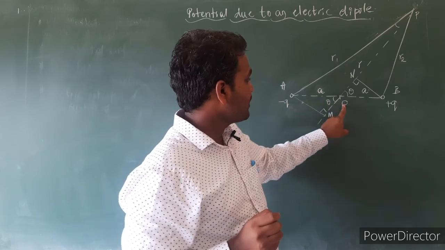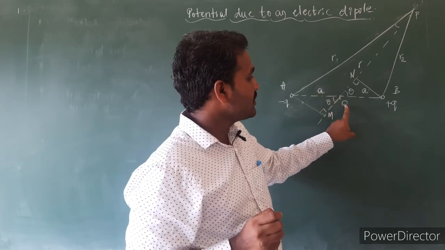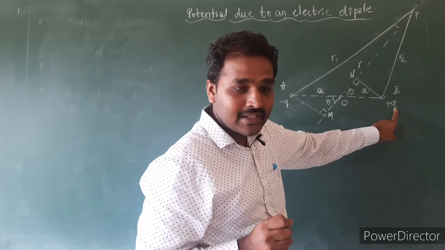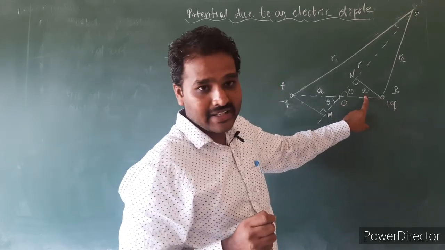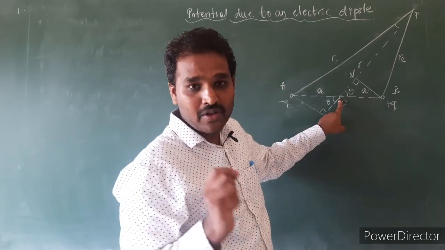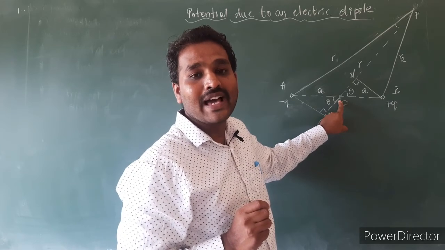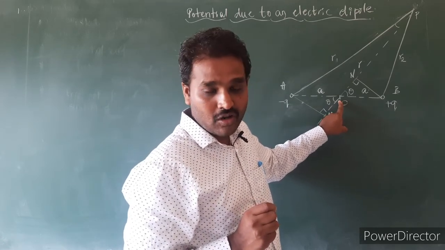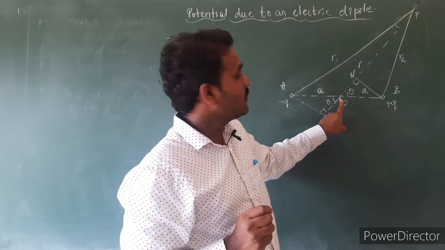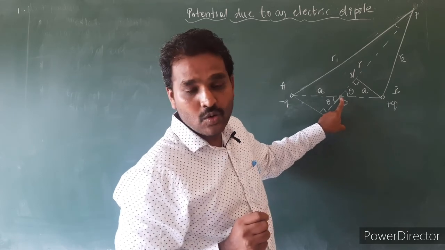Let O be the midpoint of this electric dipole, so that the distance between the charge minus q and the midpoint is a, and the distance between the charge plus q and the midpoint is a again. This point O, the midpoint of the electric dipole, will act as the reference point. All the distances we will consider with respect to this midpoint O.